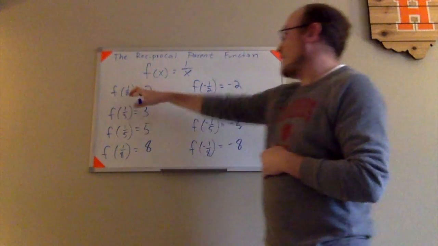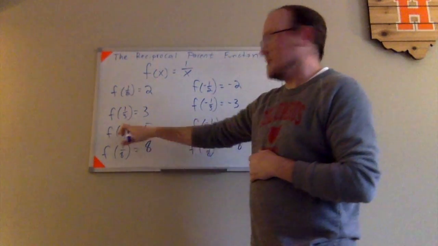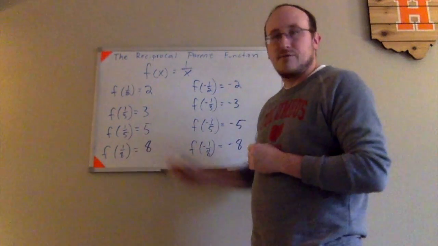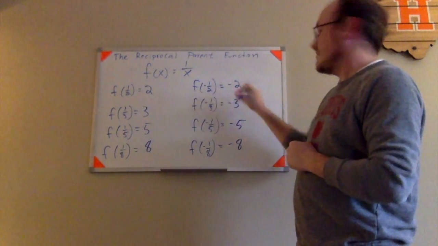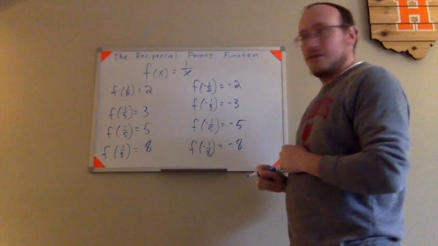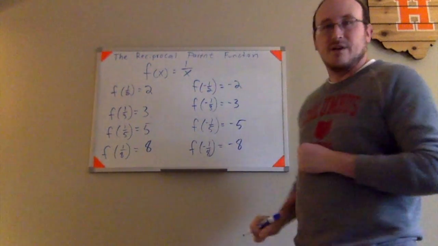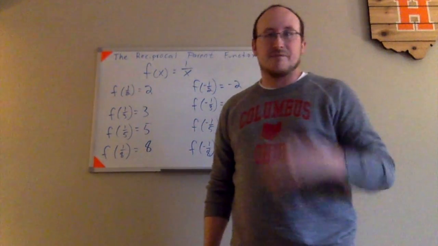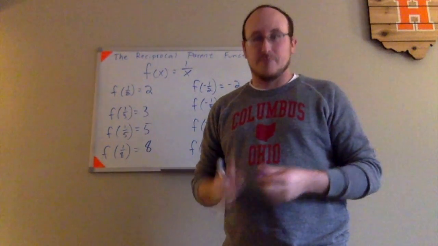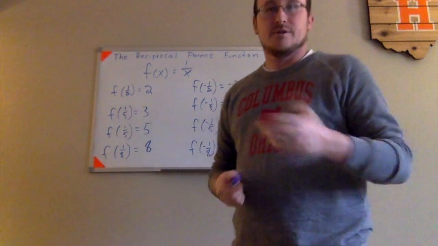So I have 1/2, 2, 1/3, 3, 1/5, 5, 1/8, 8, negative 1/2, negative 2, negative 1/3, negative 3, negative 1/5, negative 5, and negative 1/8, negative 8 to go ahead and add to my graph. So let's go ahead and do that now, and then I think we'll have a better picture of what this graph looks like, and we'll include the asymptote line.